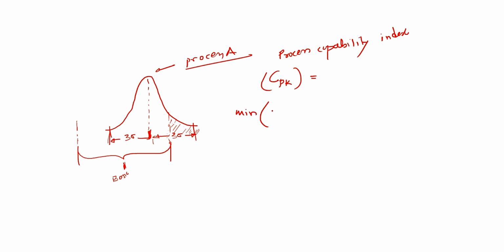The formula is the minimum of (x double bar minus lower limit of tolerance) divided by 3 sigma, comma, (upper limit of tolerance minus x double bar) divided by 3 sigma.